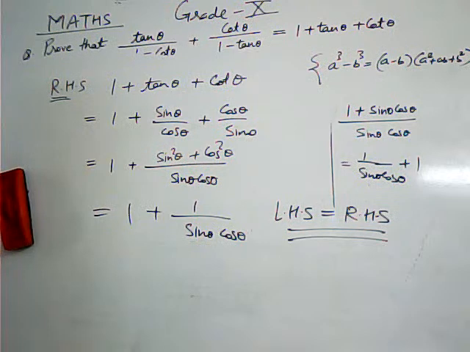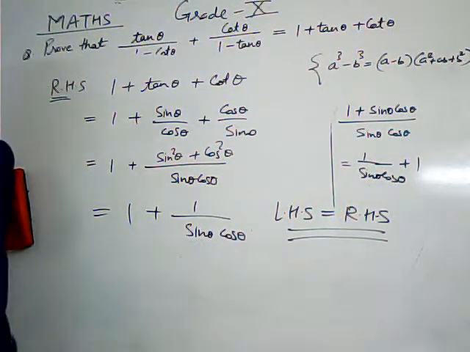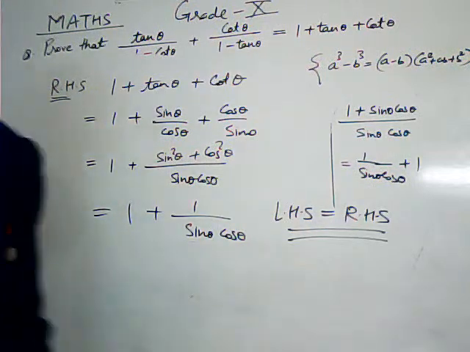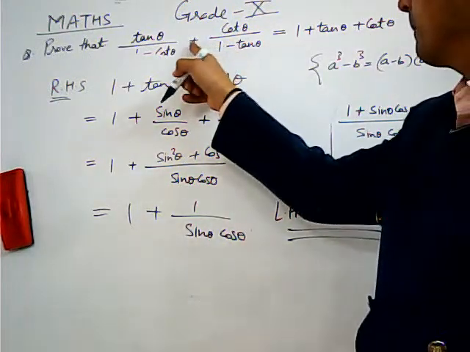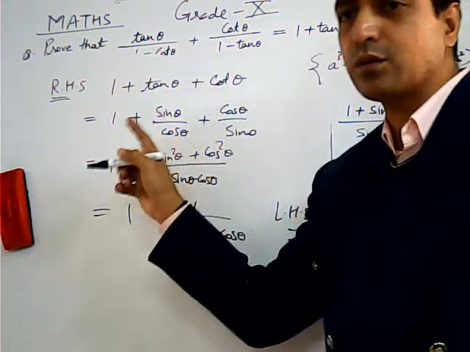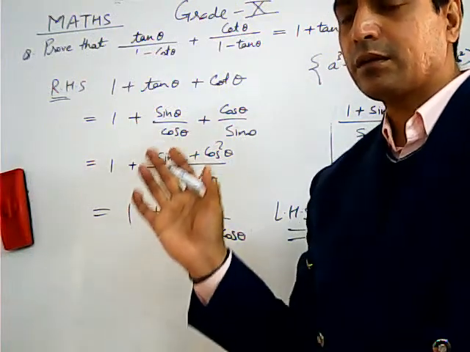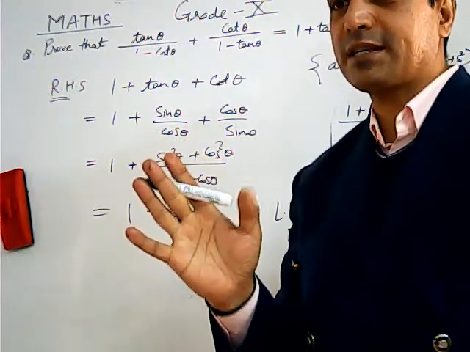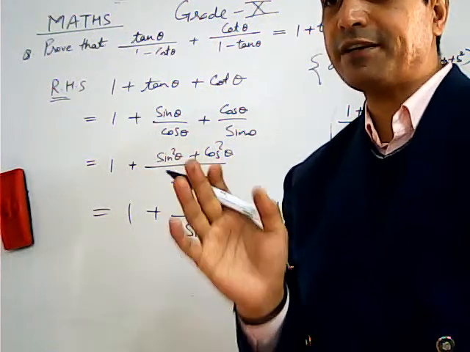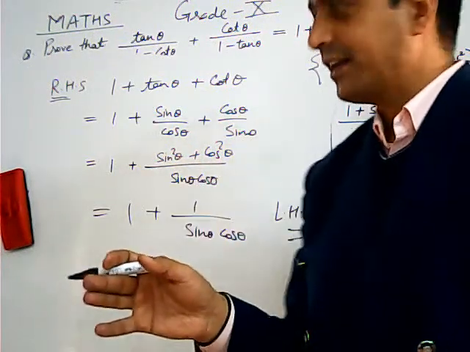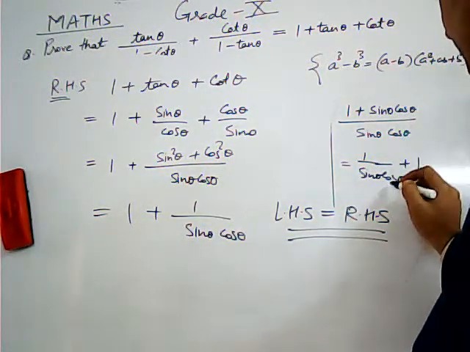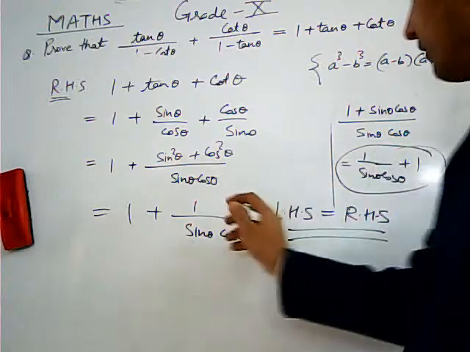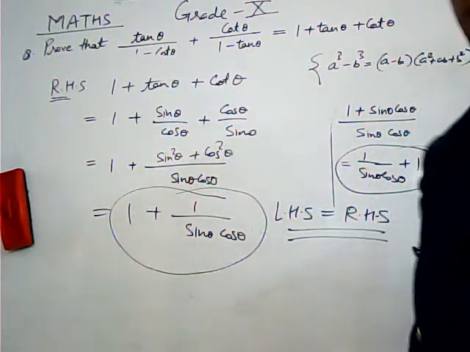Okay, so this is about this question, right? Sometimes, if you are not able to prove left hand side to right hand side, you can prove both the sides individually, left hand side as well as right hand side, like here, where the value is coming 1 plus sine theta cosine theta, right? So both left hand side and right hand side, they are equal.